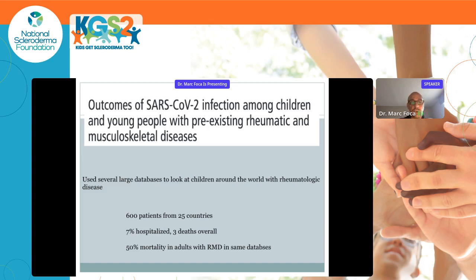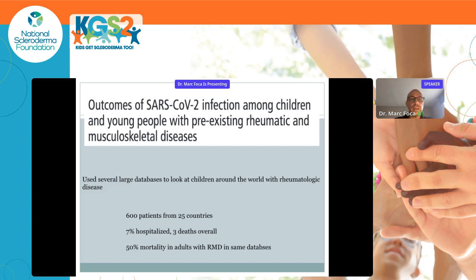And in the same cohort of adults with rheumatic disease, there was 50% mortality. And that's a general theme. All of the adult studies that I looked at prior to this talk had much, much higher mortality in their patients. And that could be because they already had pre-existing comorbidities, hypertension, heart disease, diabetes, either as a result of their rheumatic disease or in addition to their rheumatic disease. So mortality in the adult population is much, much higher.